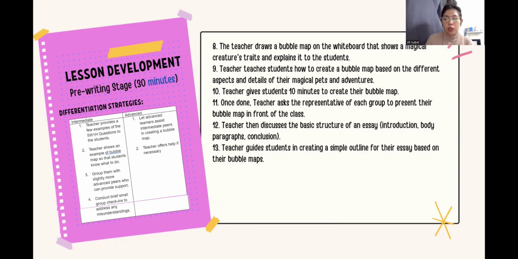After that, the group work allows students to brainstorm together, and then using a bubble map helps them organize their ideas visually. And this is great, especially for visual learners. Then when students present their bubble maps to the class, this encourages discussion and also confidence, especially for those who will be presenting the bubble map. And then teaching the essay structure and helping students create outlines based on their ideas guides them in writing coherently and more effectively.